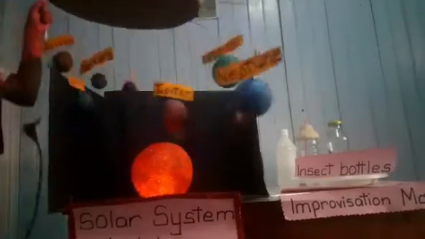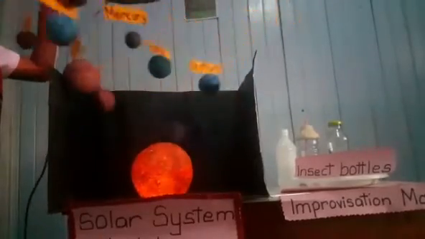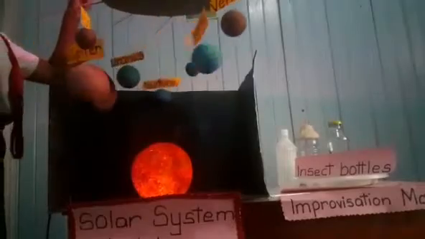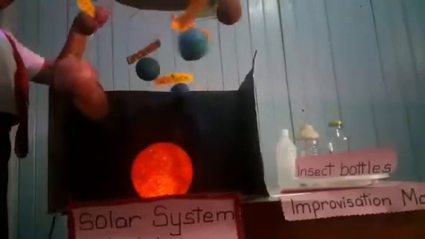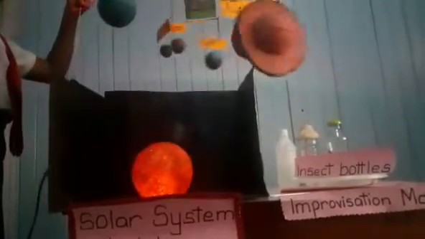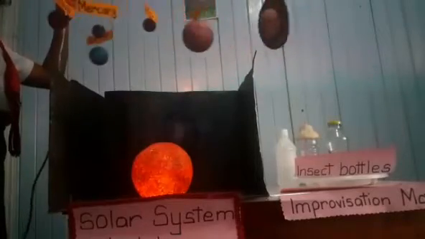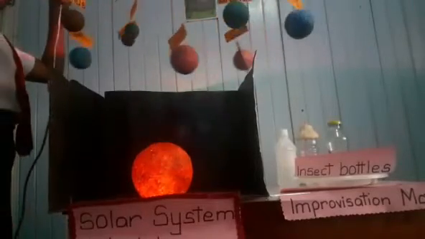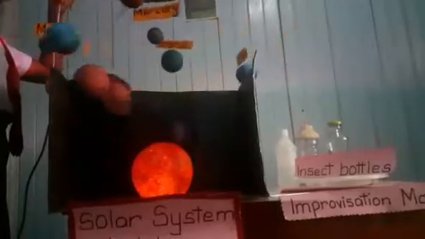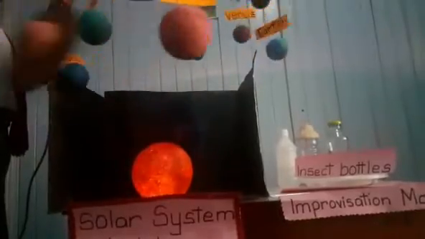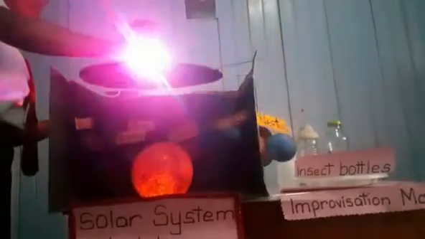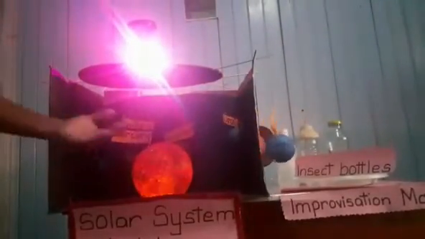To make my planets revolve around the sun, I use a flower spinner. And there you have my solar system.